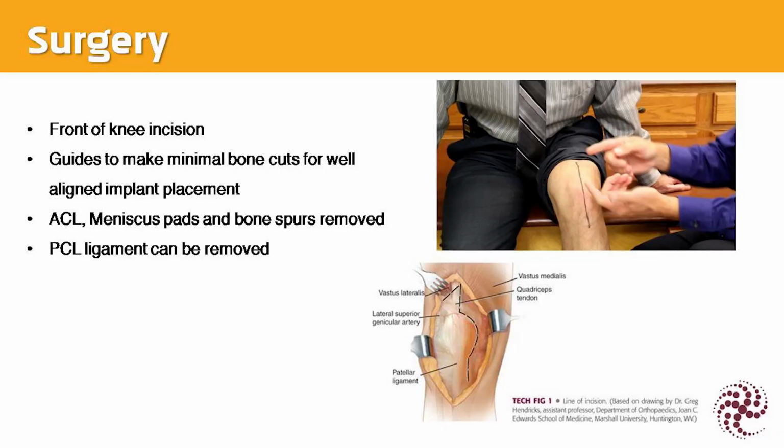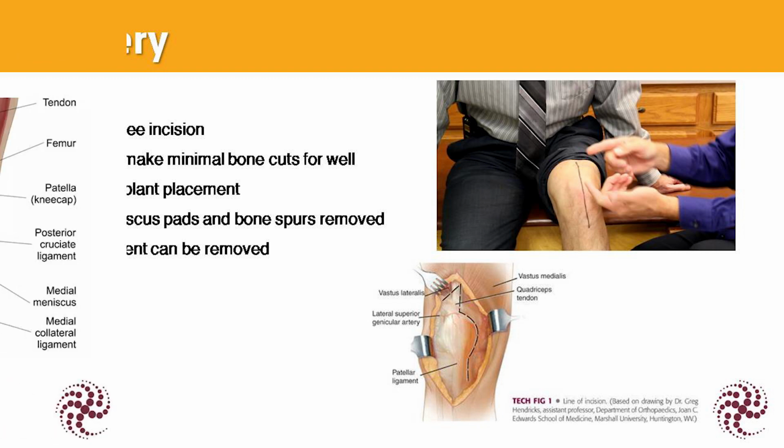Surgery includes an incision over the front of the knee, and guides are used to make minimal bone cuts for a well-aligned implant placement. The ACL, meniscus pads, and bone spurs are usually removed. The PCL ligament can be removed or it can be maintained for stability.